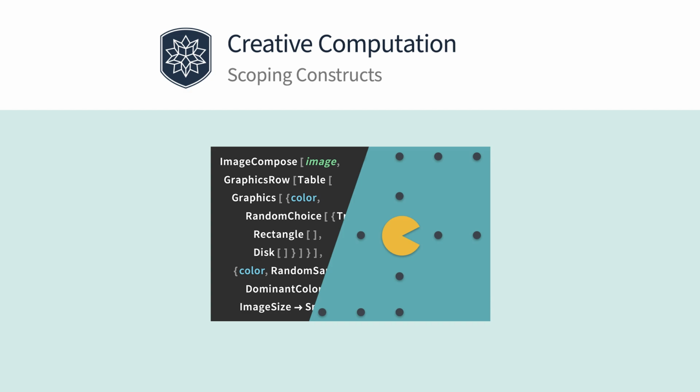In this chapter, we're going to be covering scoping constructs. We'll learn how to choose between the three primary scoping constructs you'll see within Wolfram Language: With, Module, and Block, and how to use them to organize and structure your code.